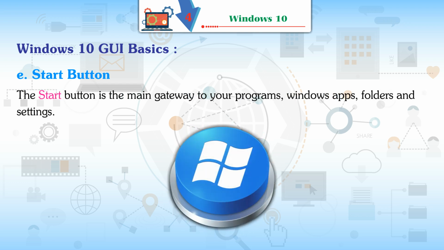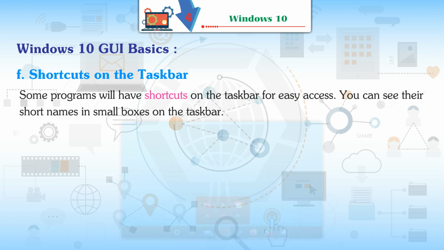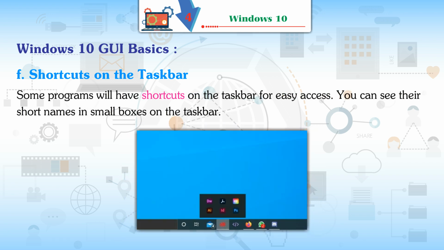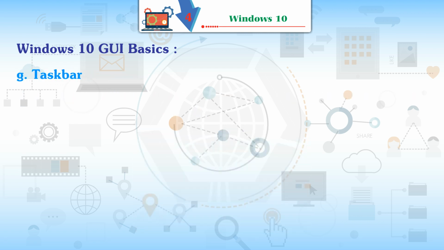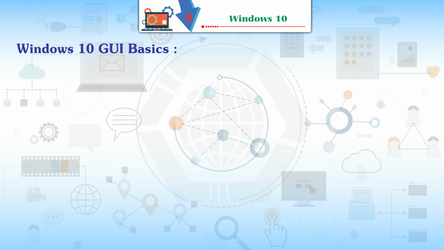Start button. The Start button is the main gateway to your programs, Windows apps, folders, and settings. Shortcuts on the taskbar. Some programs will have shortcuts on the taskbar for easy access. You can see their short names in small boxes on the taskbar. Taskbar. The taskbar is also home to some new icons, namely Cortana and Task View. You can rearrange windows of open apps from the taskbar menu.